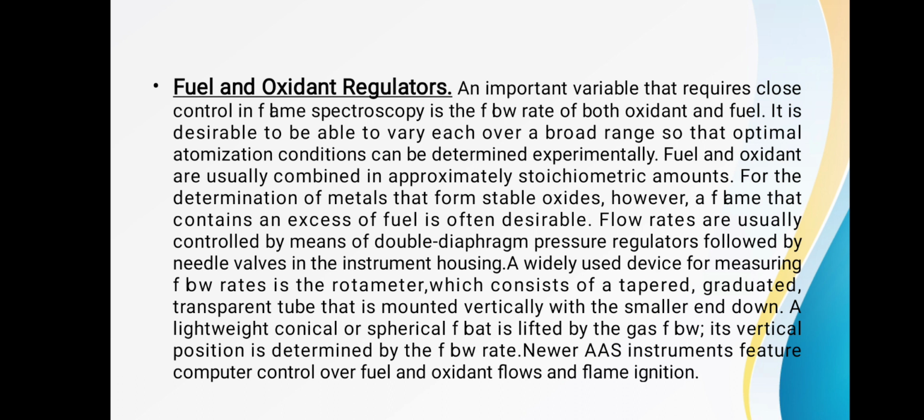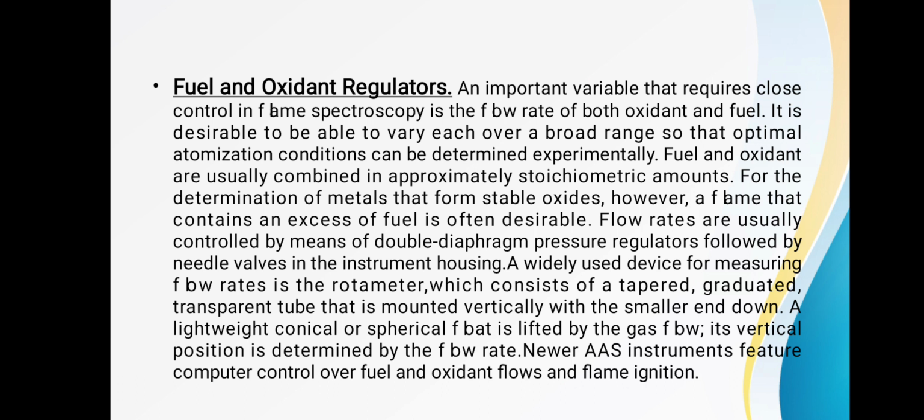Fuel and oxidant regulators. An important variable that requires close control in flame spectroscopy is the flow rate of both oxidant and fuel. It is desirable to be able to vary each over a broad range so that optimal atomization conditions can be determined experimentally. Fuel and oxidant are usually combined in approximately stoichiometric amounts for the determination of metals that form stable oxides. However, a flame that contains an excess of fuel is often desirable.